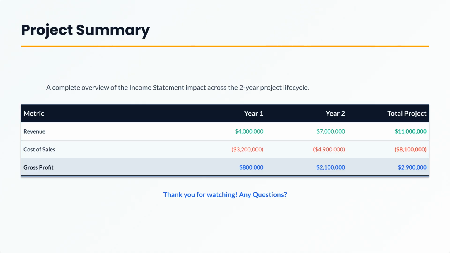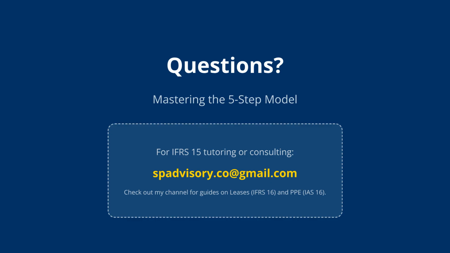Over the 2-year life cycle, we successfully recognized $11 million in total revenue, matched against $8.1 million in actual costs, resulting in a perfectly balanced $2.9 million total gross profit. Mastering the percentage of completion method and understanding how the CIP and Billings accounts interact is absolutely critical for your CPA exams and for anyone working in the construction industry.